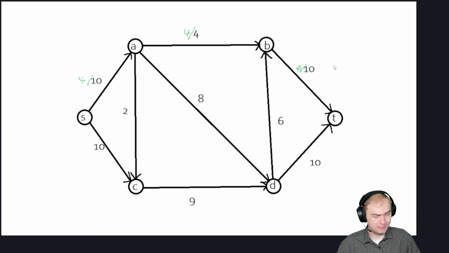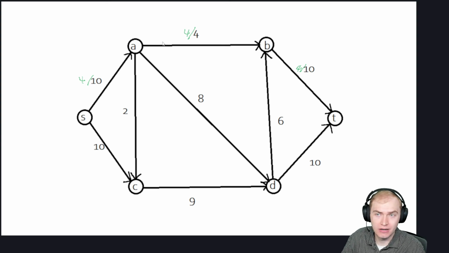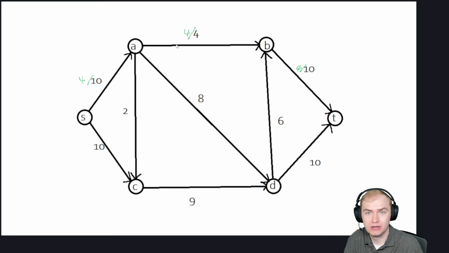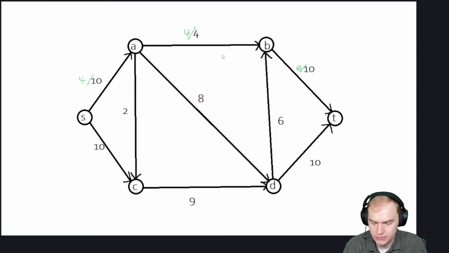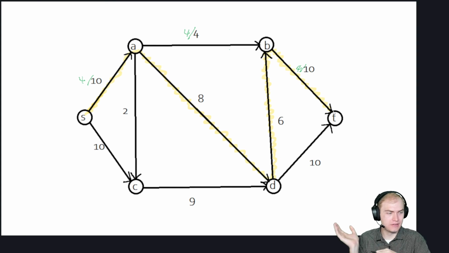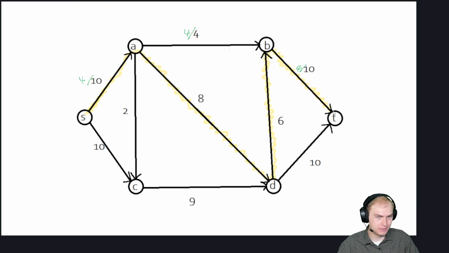Next, we need to find another path. This path we cannot use A to B because its capacity is full. So instead, I want, and the order that you pick these paths in does not matter, this will terminate eventually. I want to follow this path. Again, we're in the direction that the edges call for, and we have spare capacity everywhere.